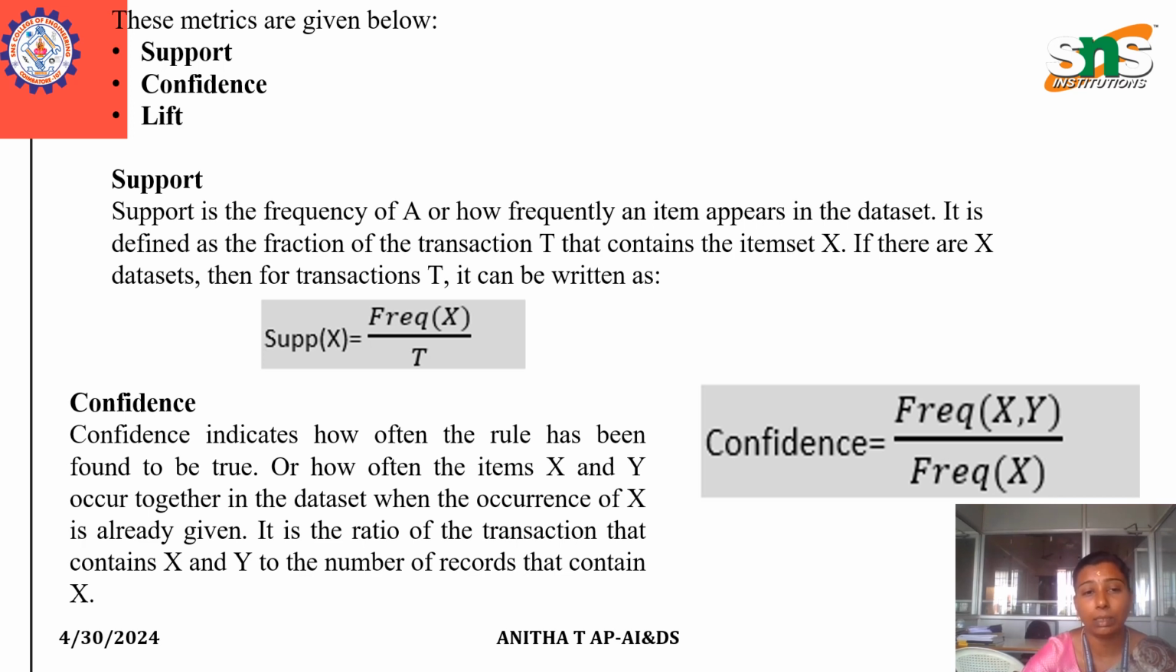Next is confidence. This indicates how often the rule has been found to be true, or how often the items X and Y occur together in the data sets, when the occurrence of X is already given. It is the ratio of the transactions that contain X and Y to the number of records that contain X. Confidence is defined as confidence is equal to frequency of X comma Y divided by frequency of X.